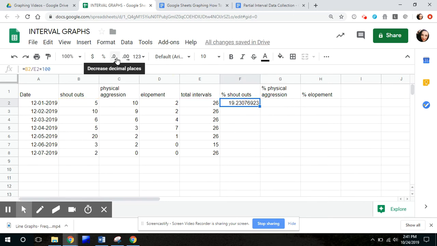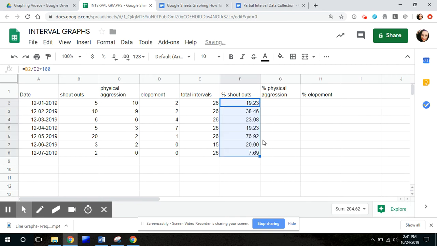Here's my percentage. Lots of decimal points after that. I'm going to click on this, which is decrease decimal places. I only like it to have 1 or 2 after. This little blue box right here, it's a little blue square, I can drag down, and it will bring the formula all the way down. I can also bring the formula over. It's guessing, so if I go up here, it did not do it correctly. I'm going to fix that. It didn't guess. Sometimes it guesses correctly, sometimes not.